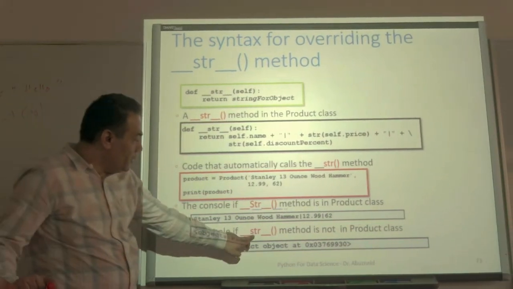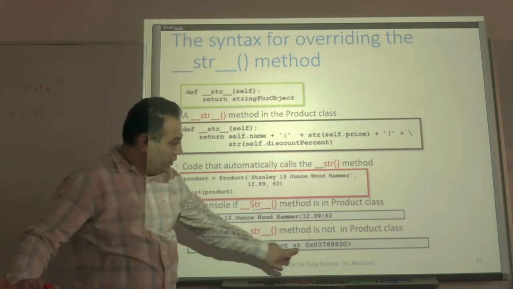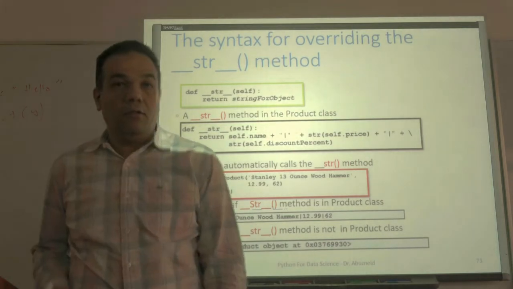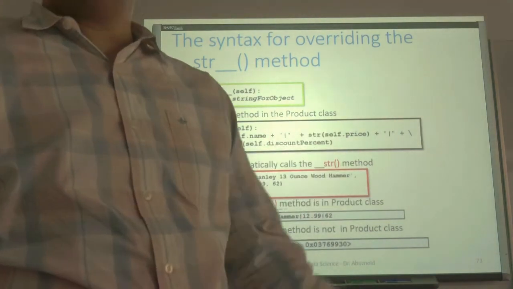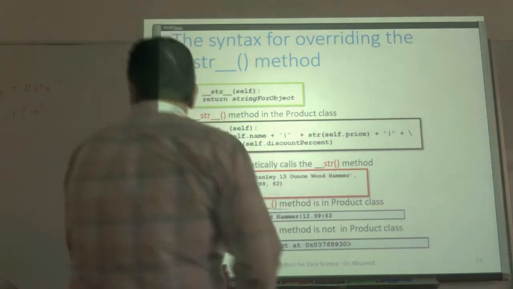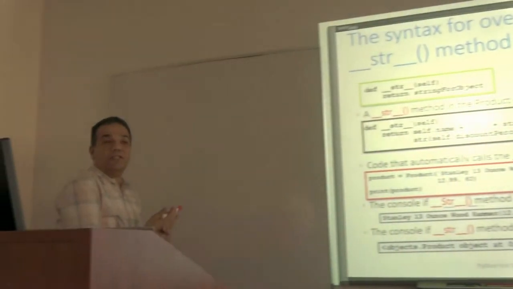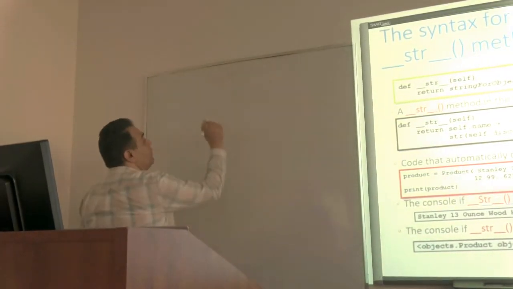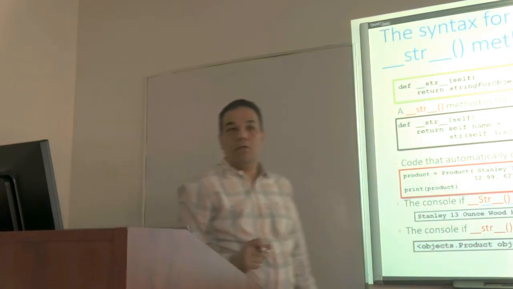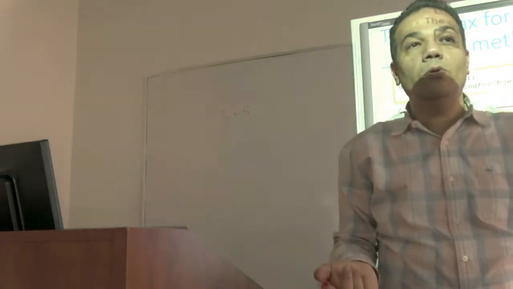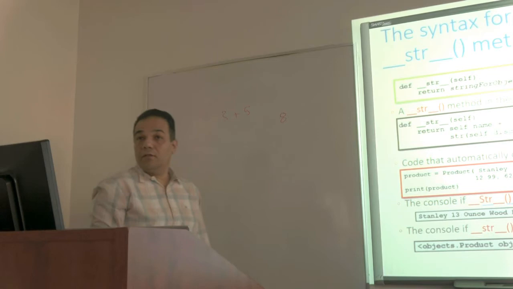So the console, if this is not done, will tell you it's a products object, and the address in the memory. Right? So overriding is a very important thing that you could do. Another example for overriding, which you should learn, and I think you'll have it in the assignment also: if I have 3 plus 5, what does it give you? 8, right?